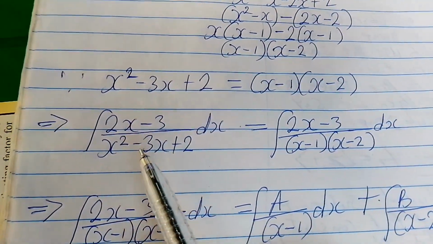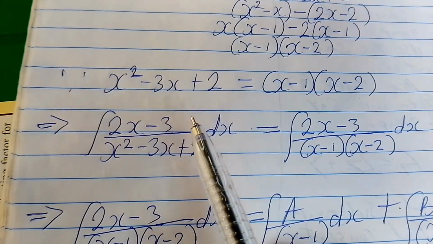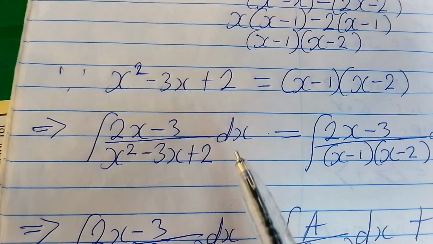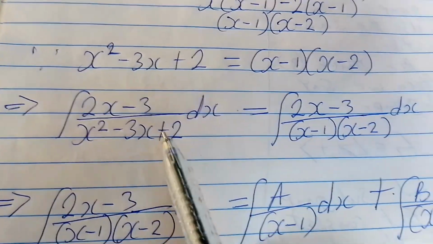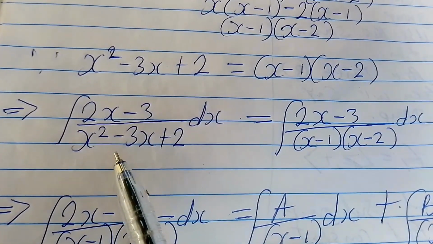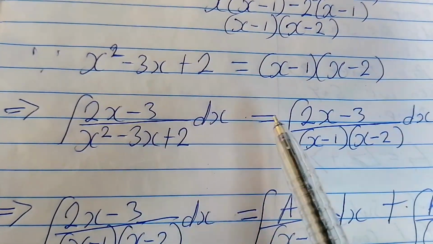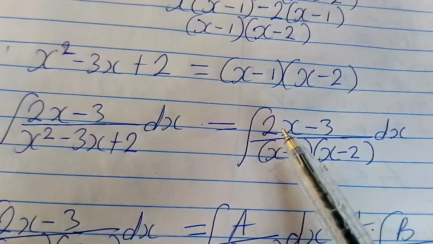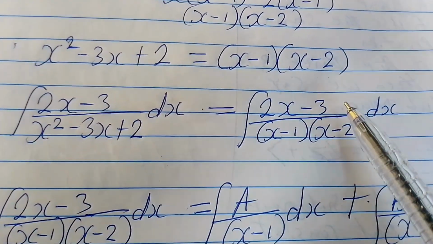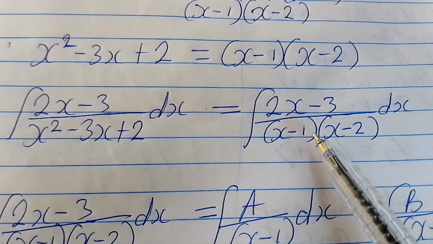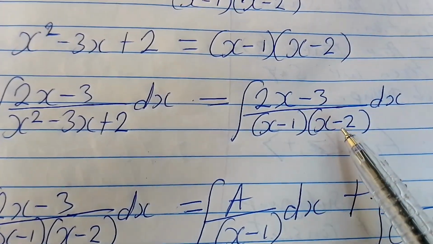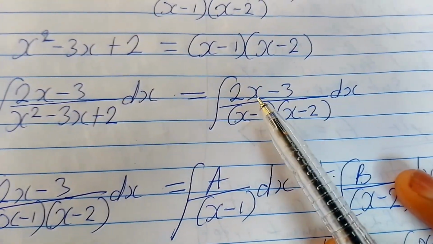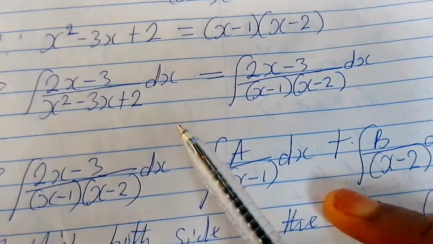You know that the question they gave us was the integral of (2x - 3) over (x squared minus 3x plus 2) dx. Since we have factored this out, so that we can put it into partial fraction decomposition, we now replace it. So our integral now becomes the integral of (2x - 3) over (x - 1)(x - 2) dx. Now let's work on integration by partial fraction decomposition.